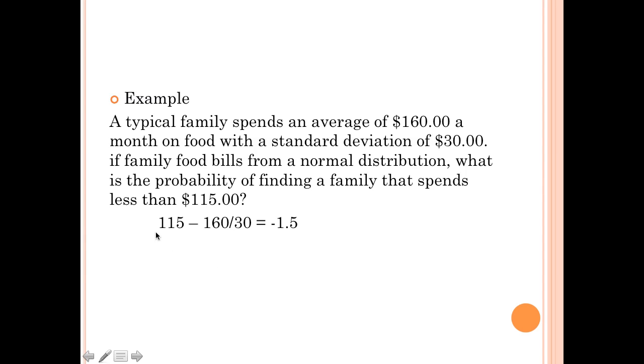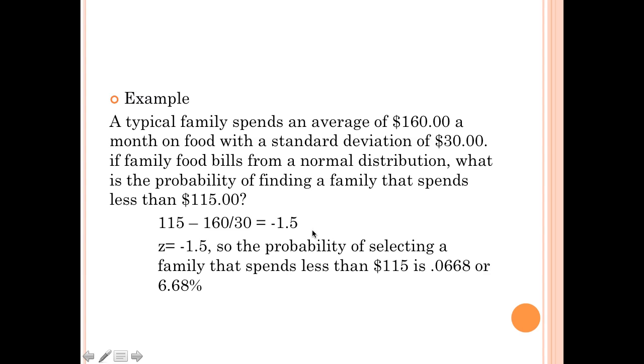So it'd be 115 minus 160 divided by the standard deviation, 30, and that would give you a z-score of negative 1.5. And for a z of negative 1.5, the probability of selecting a family that spends less than 115 if the population mean is 160 is about 6%, almost 7% chance of selecting a single family that spends less than that.